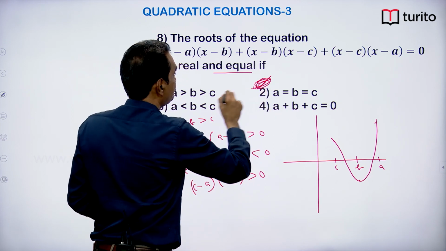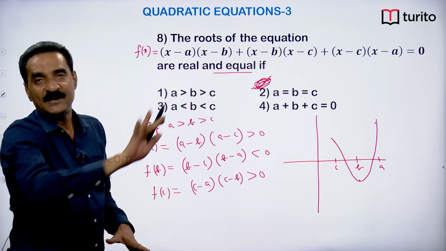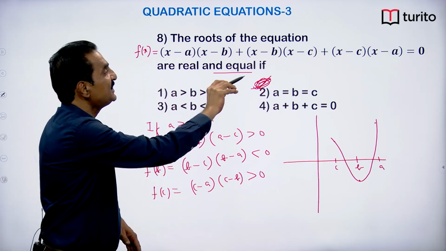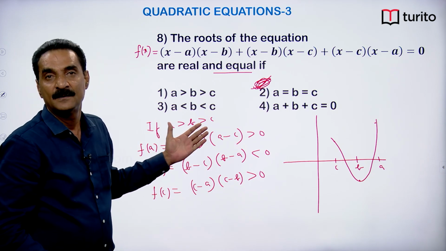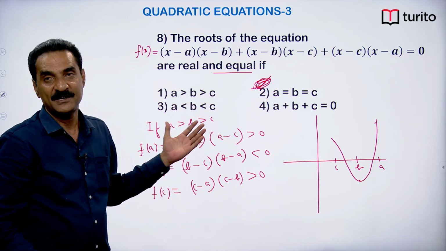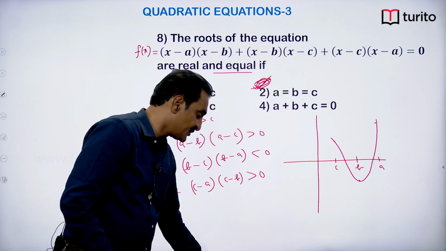Otherwise, for any values of A, B, C, the roots of this equation are real. No need to check the discriminant, just verifying this by the intermediate value property. Okay. Next question.